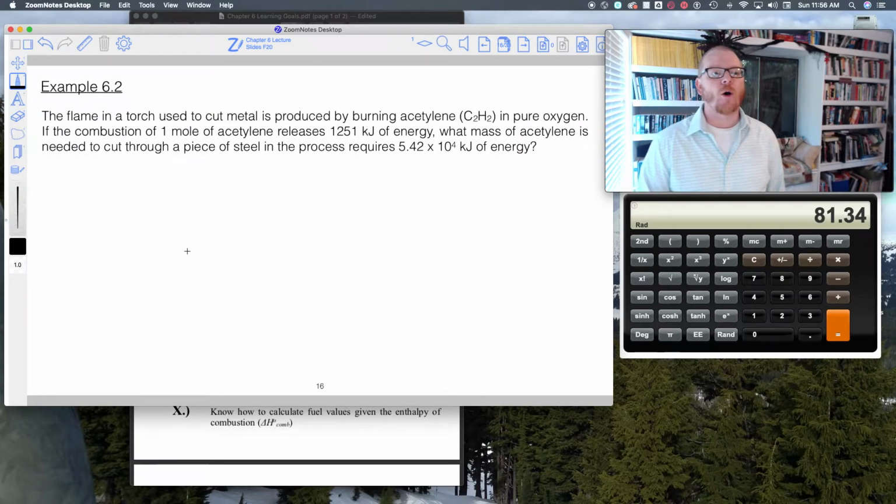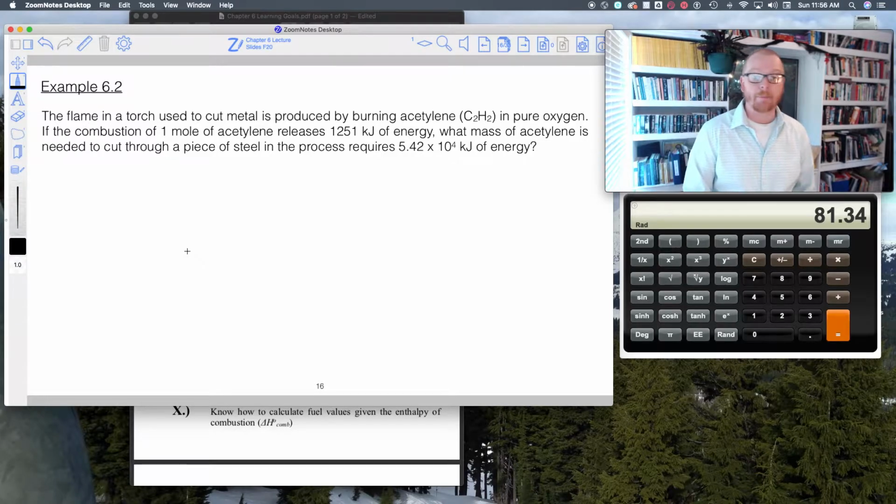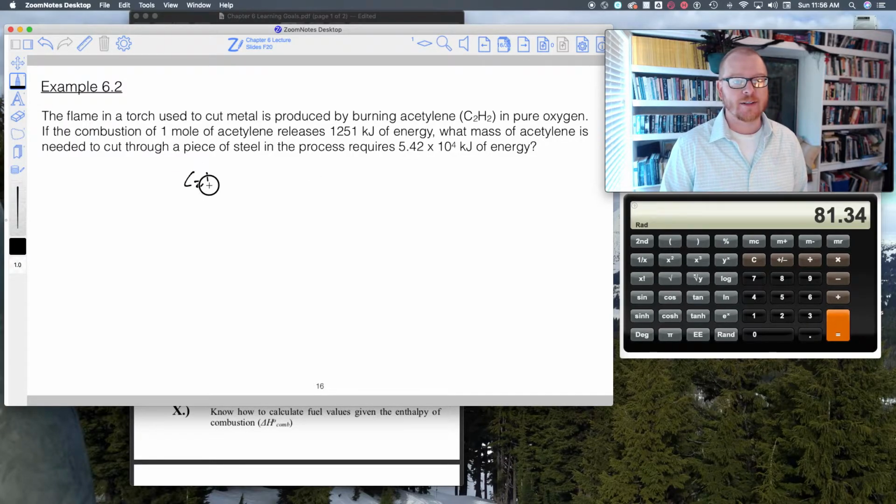All right. So the flame in a torch used to cut metal is produced by burning acetylene in pure oxygen. Cool. So acetylene, C2H2, right? This is combustion. You guys know how to do combustion reactions. So it's going to make carbon dioxide and water.